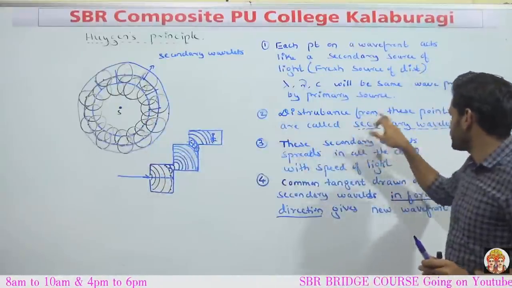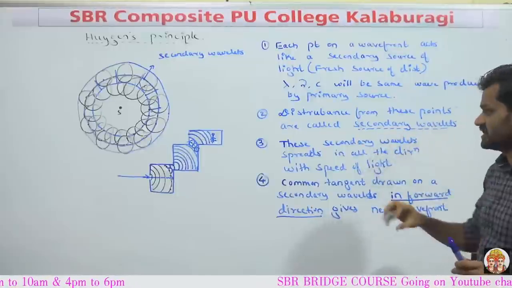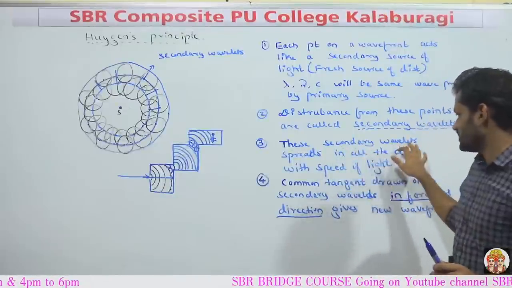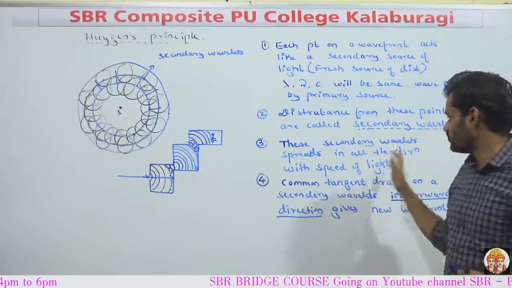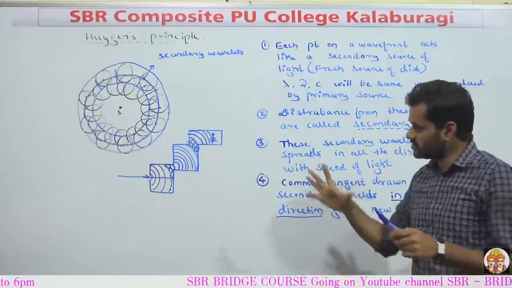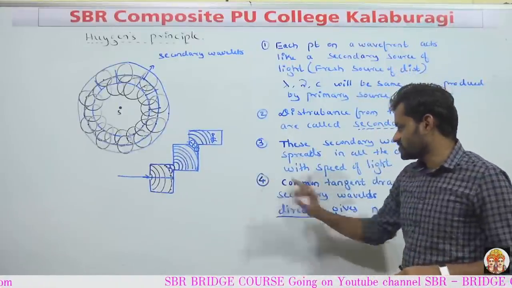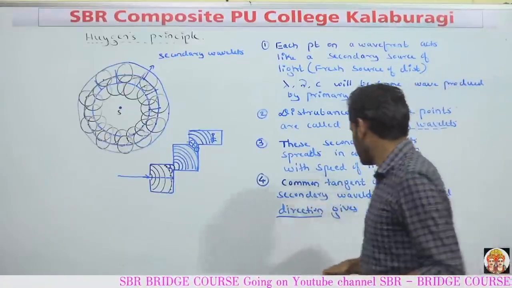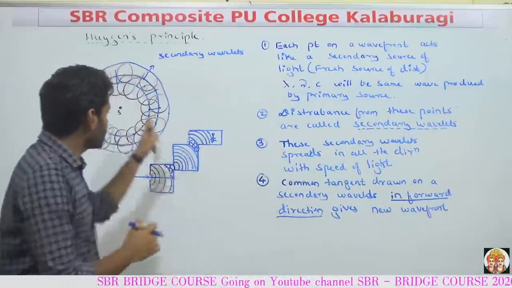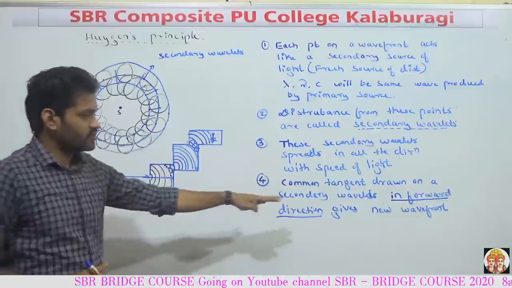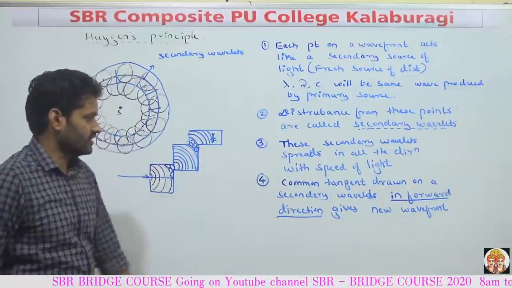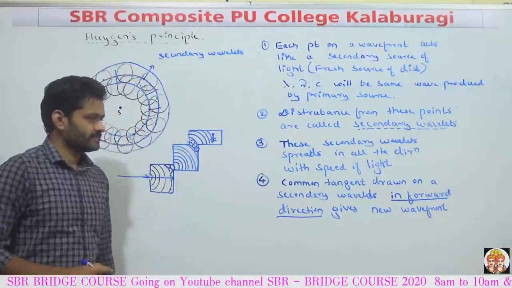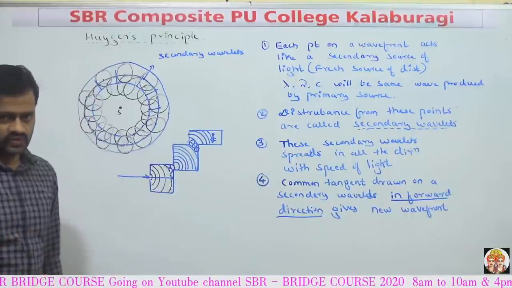That disturbance from these points is called what? Secondary wavelets. Next, these secondary wavelets spread in all directions with what speed? With the speed of light in all directions. And fourth, the common tangent drawn on the secondary wavelets in the forward direction gives the new wavefront. Why do you have to draw the tangent in the forward direction only, why not in the backward direction? That you have to explain.